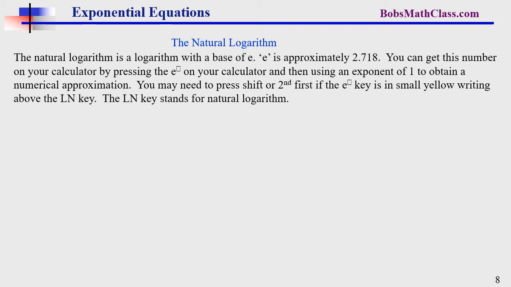So we talked about the common logarithm. The common logarithm has a base of 10. The natural logarithm has a base of e, 2.718. I know, it seems a little confusing right now, right? Just hang in there.